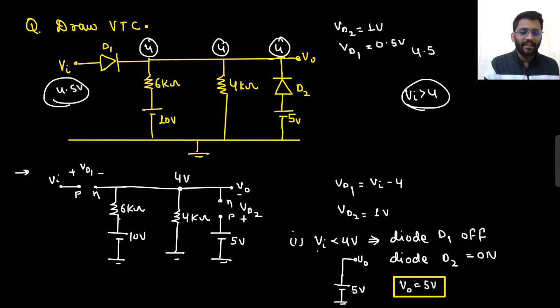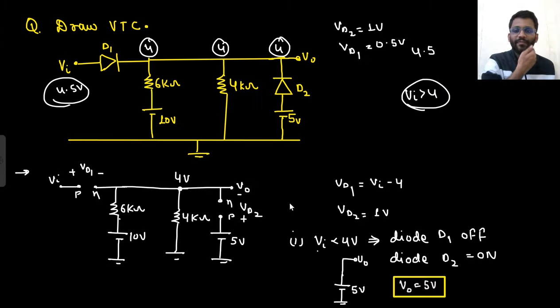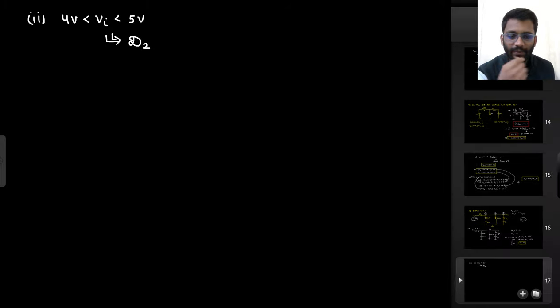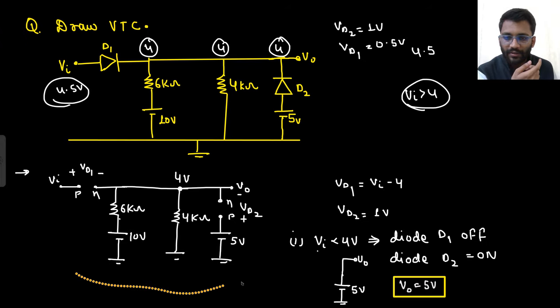That's why we will check from 4 to 5 volt now. So what will be our second case? Our second case will be that my Vin is from 4 volt to 5 volt. At this time, it feels like D1 is on. But when Vin is 4 volt to 5 volt, D2 will turn on first. I guess I can copy this. I will copy this.